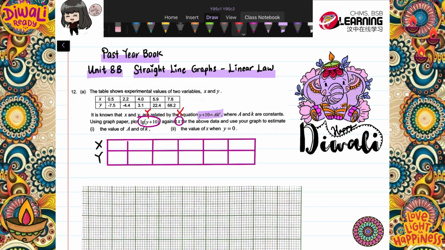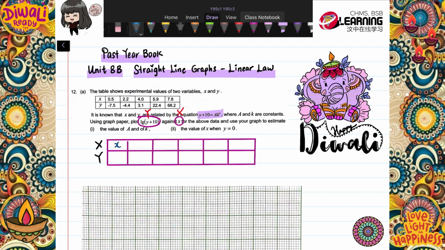So you need to build a table first. They did not say draw a graph, but it says using graph paper. So if they say using graph paper, automatically you must think that you need to draw the graph. For the above data, use your graph to estimate, you need to estimate these two, part 1 and part 2. So before that, we construct a table and draw our graph first so that we can find our values of a and k.